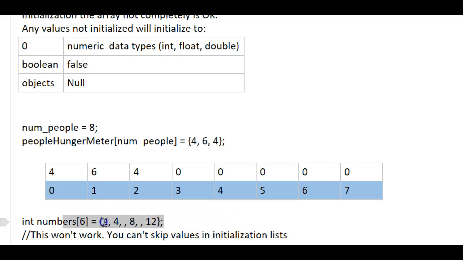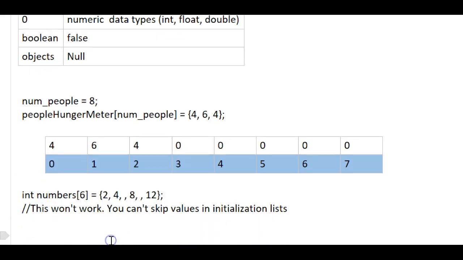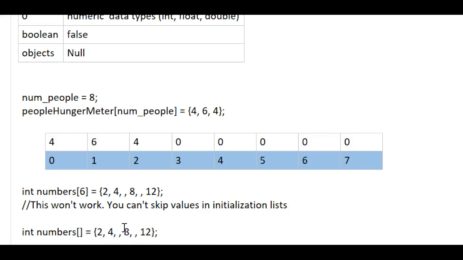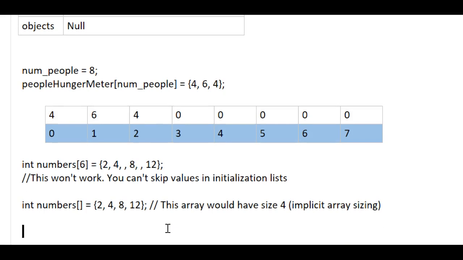Yeah, good call. So the way to do that would be to not use the size declarator and then just put in the four values in the initialization list. Is this what you're asking about? Cool, awesome. And then right, this array would have a size of 4, thanks to that implicit array sizing. So any questions about that?